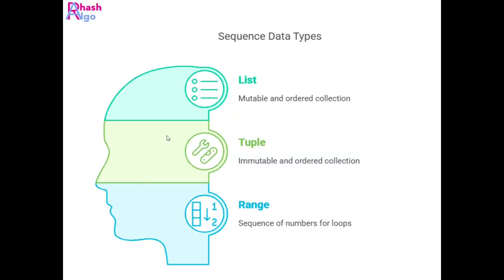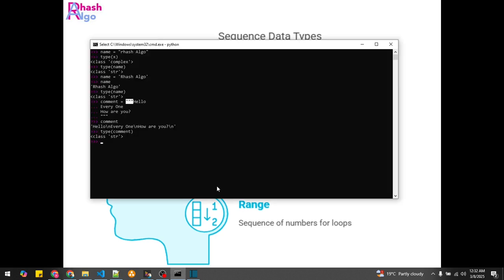Now let's talk about sequence data types. What are these sequence data types? There are 3 types of sequence data types, mainly 2. Range is also a part of this, but range can be considered as a list or tuple, it doesn't matter. It's basically used to iterate over a certain number of values. I will give you that example also. Don't worry, guys. Okay, let me clear the screen.